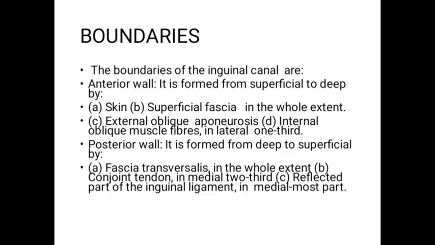Now for boundaries, the inguinal canal has an anterior wall. It is formed from superficial to deep by the skin, the superficial fascia, the external oblique aponeurosis, and the internal oblique muscle fibers. The posterior wall is formed from deep to superficial by the fascia transversalis, the conjoined tendon, and the reflected part of the inguinal ligament in the most medial part.